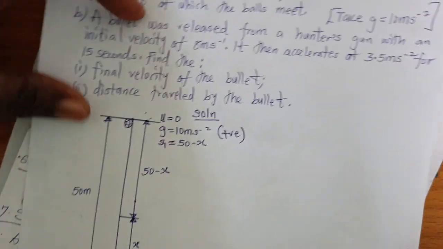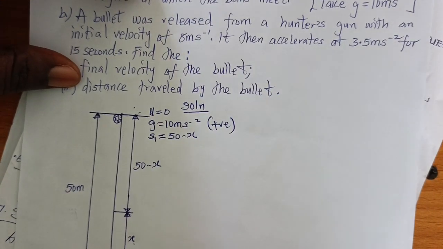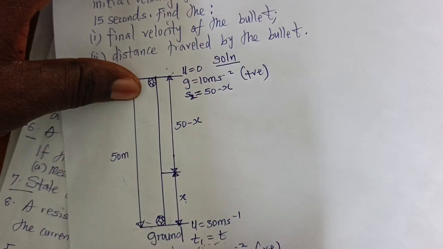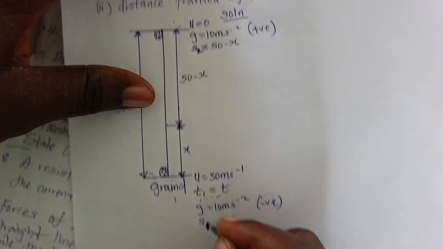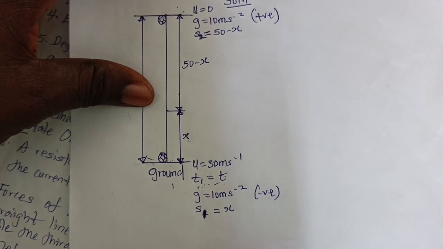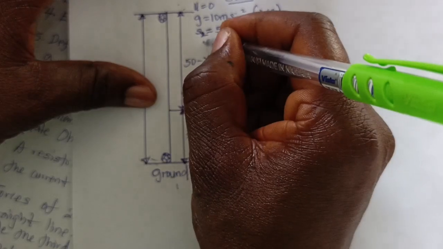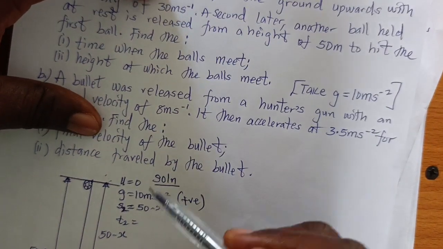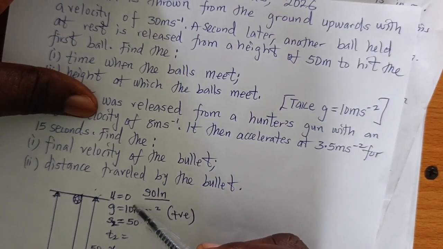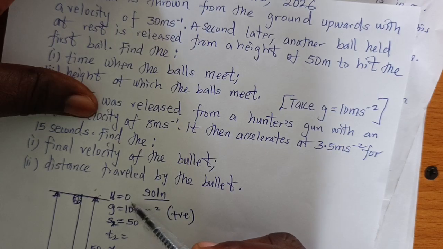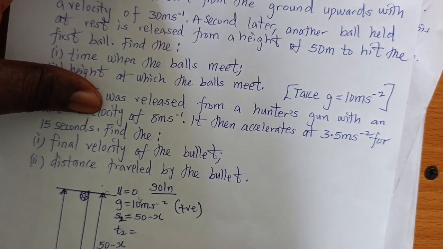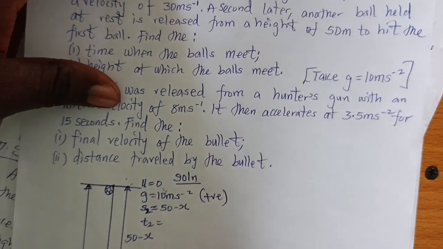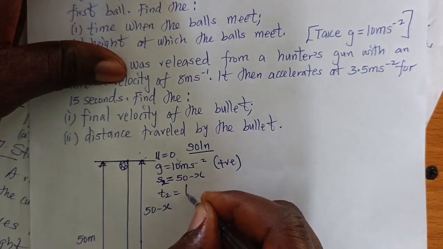Now for the times, let's take the ground ball to be S1 with time T1, and this will be S2 with time T2. Since the second ball was released a second after the first ball was thrown from the ground, T2 will be T minus 1.